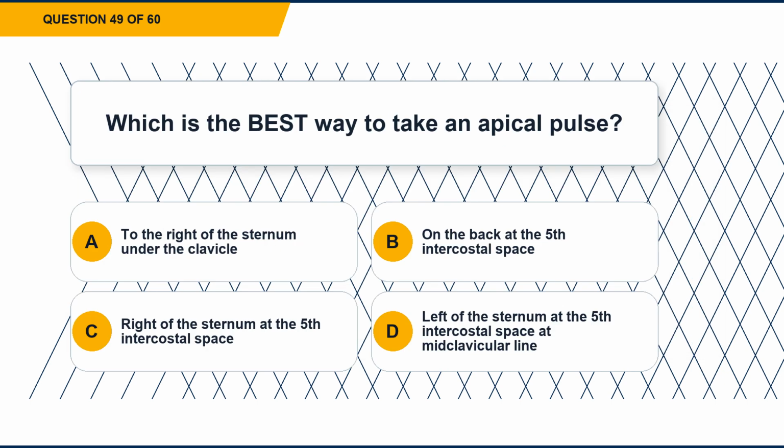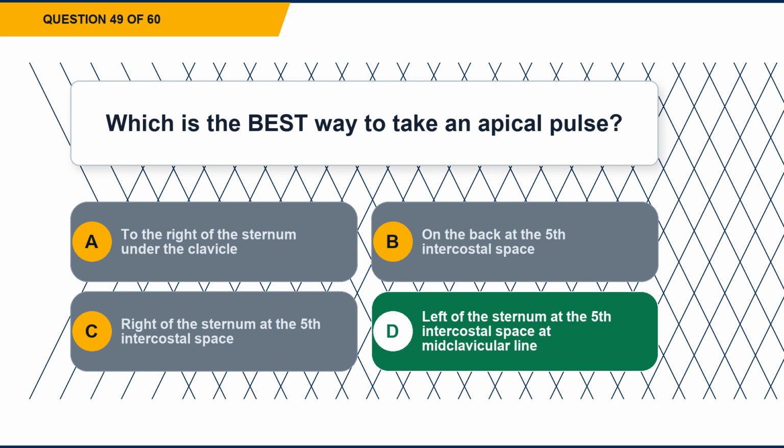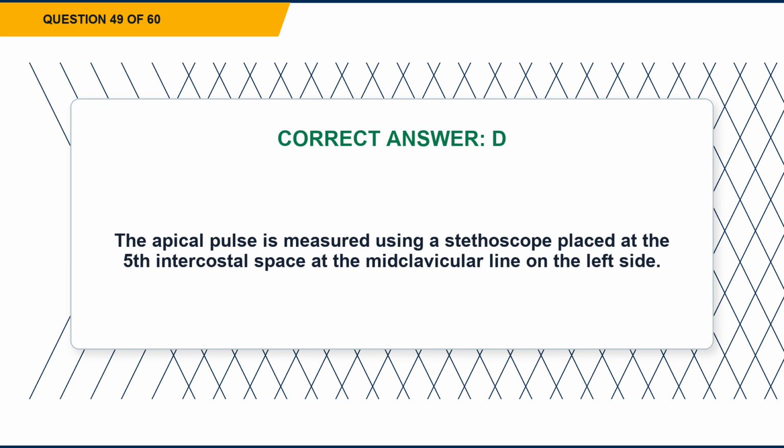Question 49. Which is the best way to take an apical pulse? Option A, to the right of the sternum under the clavicle. Option B, on the back at the fifth intercostal space. Option C, right of the sternum at the fifth intercostal space. Option D, left of the sternum at the fifth intercostal space at mid-clavicular line. The correct answer is option D, left of the sternum at the fifth intercostal space at mid-clavicular line. Explanation: the apical pulse is measured using a stethoscope placed at the fifth intercostal space at the mid-clavicular line on the left side.